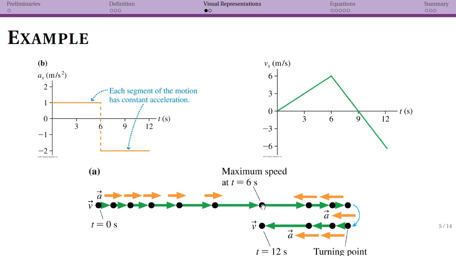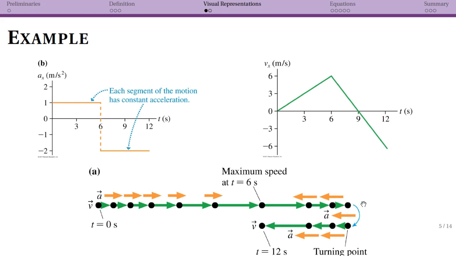Now at 6 seconds, it has its maximum speed, and at this point, the acceleration is now pointing to the left. So our object doesn't immediately start moving to the left. It still has a velocity that is to the right. It still has a positive velocity, but now it's slowing down. This right-pointing velocity has a left-pointing acceleration. That means it's slowing down until it stops.